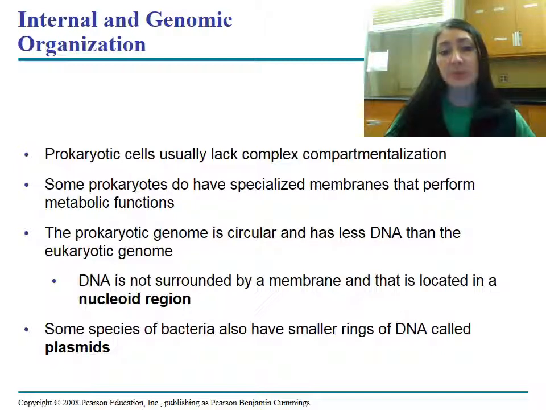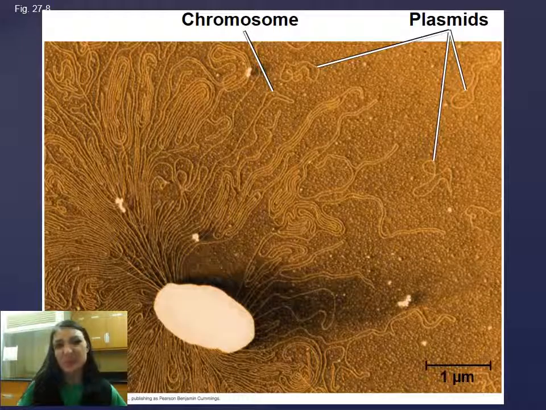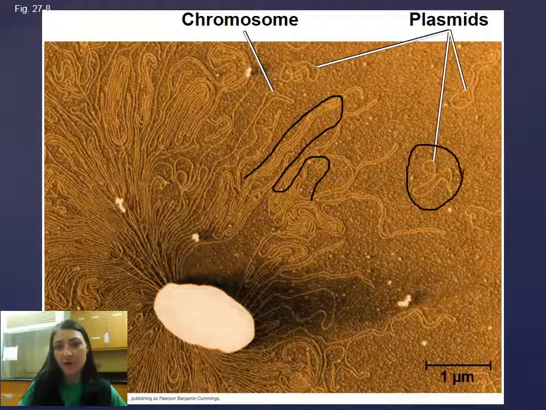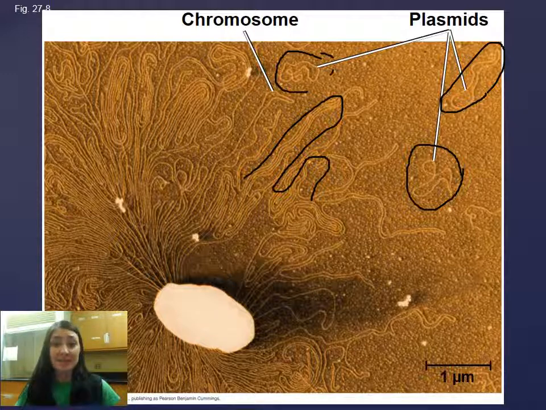And some species of bacteria also have a separate, smaller ring of DNA, and that's called a plasmid. And this is what it would look like in a bacterial cell. So these really long little strings are the bacterial cell's chromosomes. And then up here in the corner, I can see 1, 2, 3 of those smaller circular pieces of DNA that we mentioned. Those are the plasmids. And so you'd have both the chromosomes and the plasmids as part of your prokaryote's genomic information.